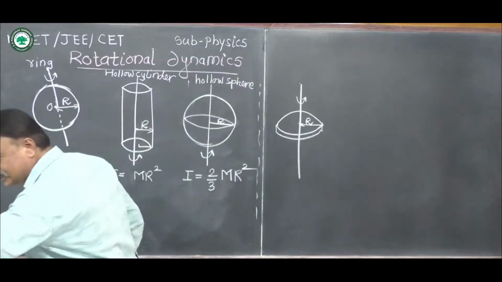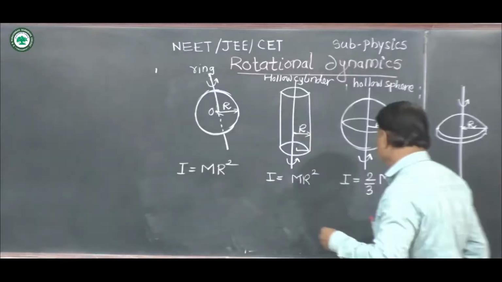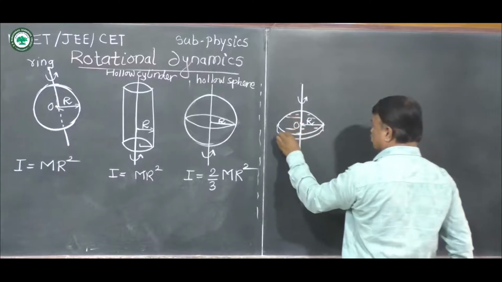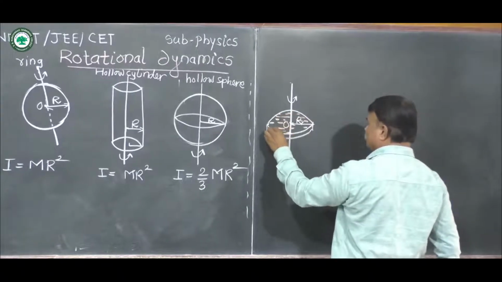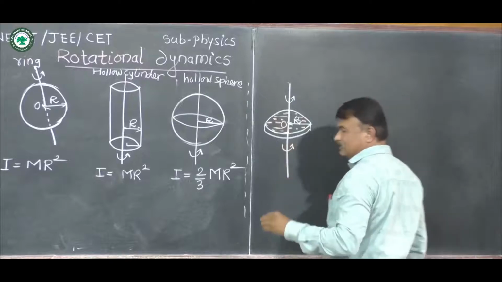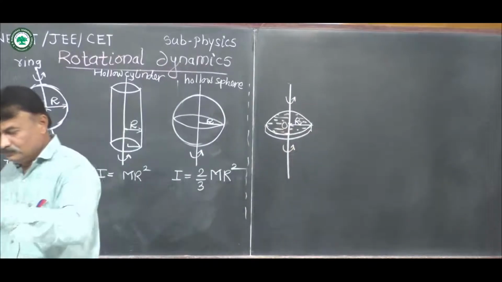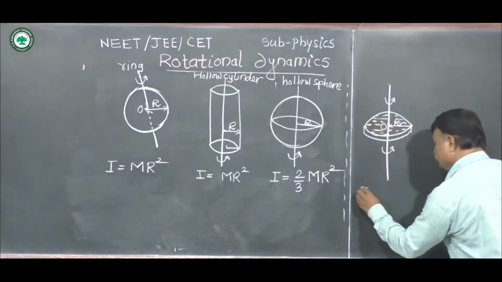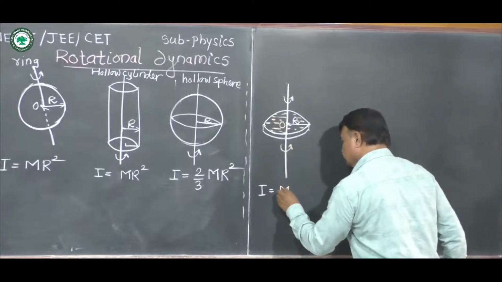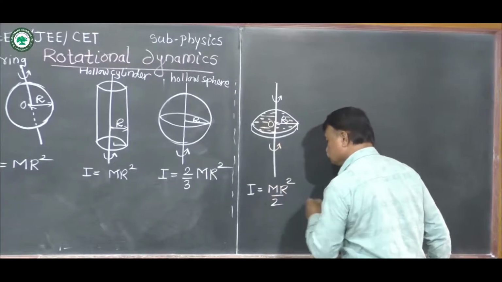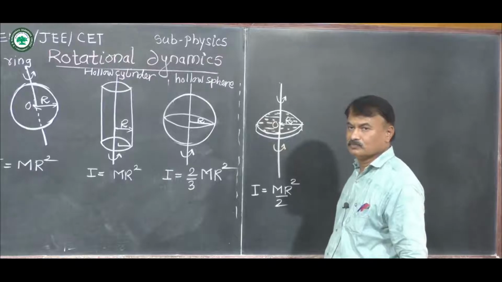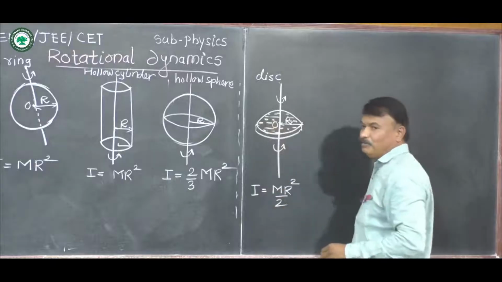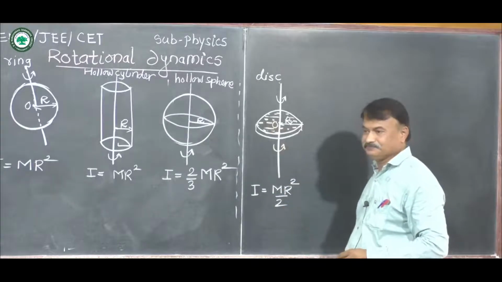So if this disk is rotating about an axis passing through point O, and this axis is perpendicular to the plane of the disk, then its moment of inertia is given by mr square by 2. So this moment of inertia is mr square by 2. This is a thin uniform disk rotating about an axis passing through its center.